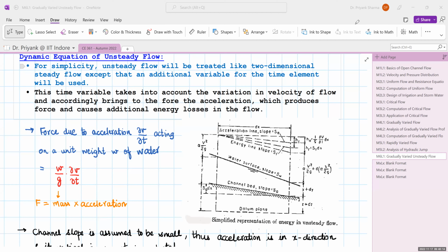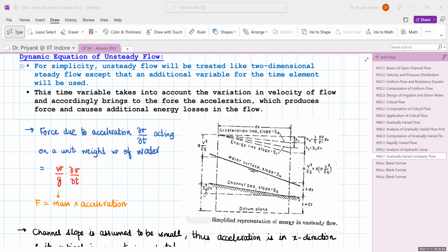If you understand this diagram, we have a channel datum, and then we have the channel bed with slope S0, water surface slope Sw, energy slope Sf. In addition, we have an acceleration line slope Sa. Because your energy loss is due to two components, first friction loss and second energy acceleration, these two components are there. So you have section 1, section 2. Ultimately we'll be applying the energy equation at both sections, and then comparing.